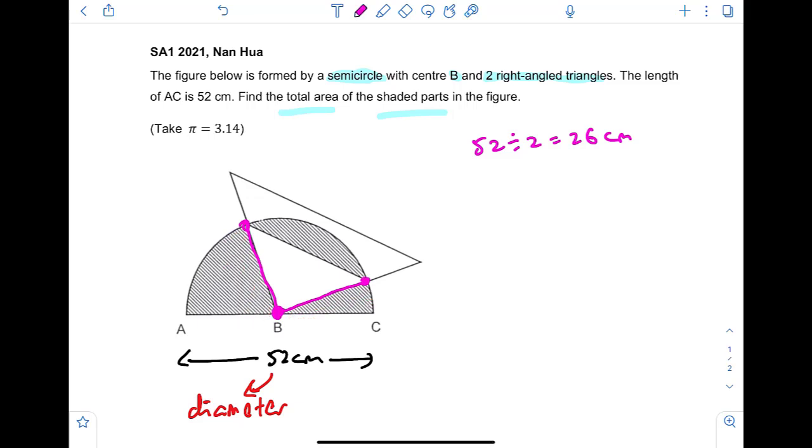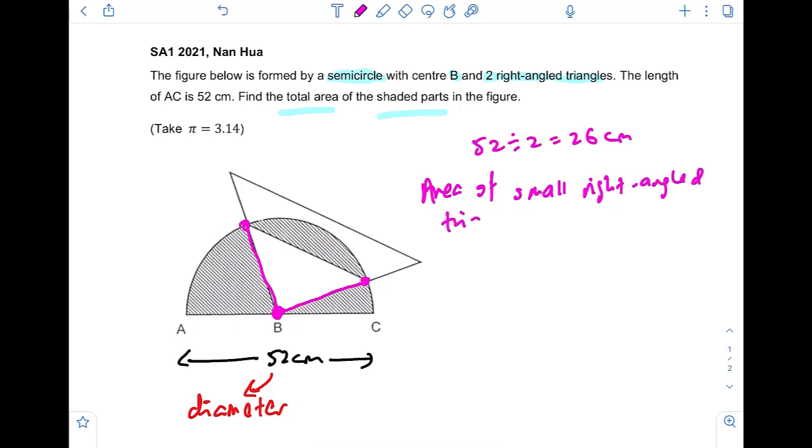right-angled triangle. So area of small right-angled triangle is equals to half times base times height, which is 338 squared cm. So that is this pink area.